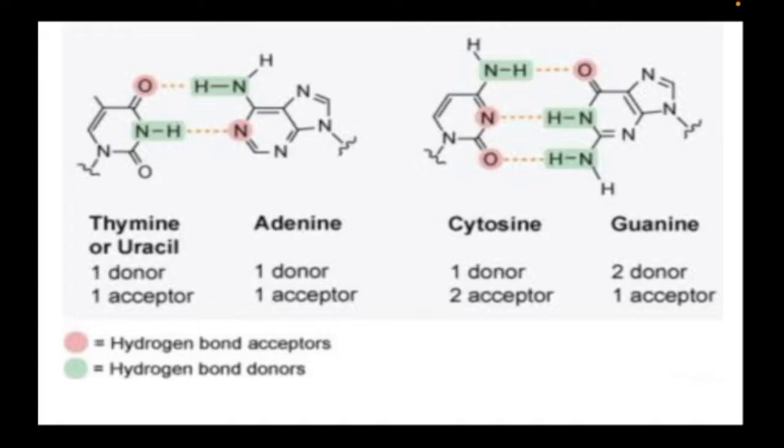Cytosine has one hydrogen bond donor and two hydrogen bond acceptors. Guanine has two hydrogen bond donors and one hydrogen bond acceptor. So in DNA, cytosine always pairs with guanine and it forms three hydrogen bonds.